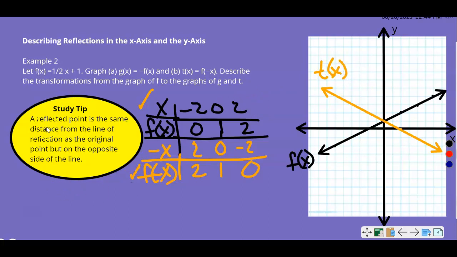All right, here's a study tip. It says a reflected point is the same distance from the line of the reflection as the original point, but on the opposite side of the line. So you can see if this one's supposed to be a reflection of the y, you can see that these points are the same distance, just in opposite directions or opposite side of the line.